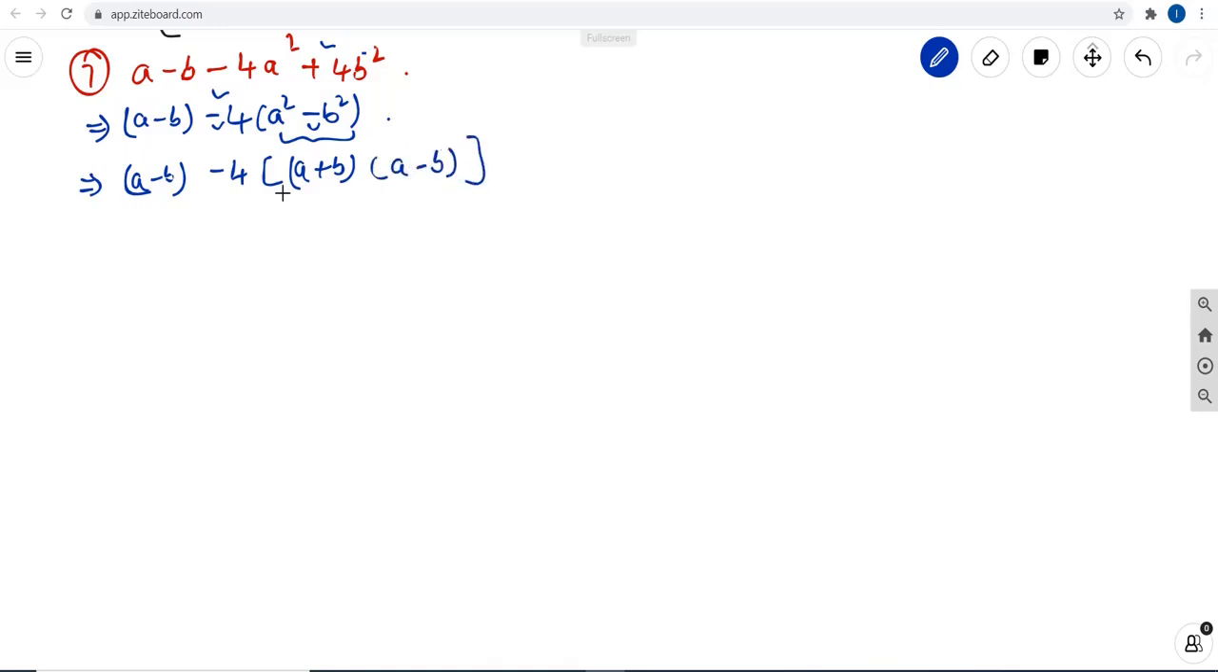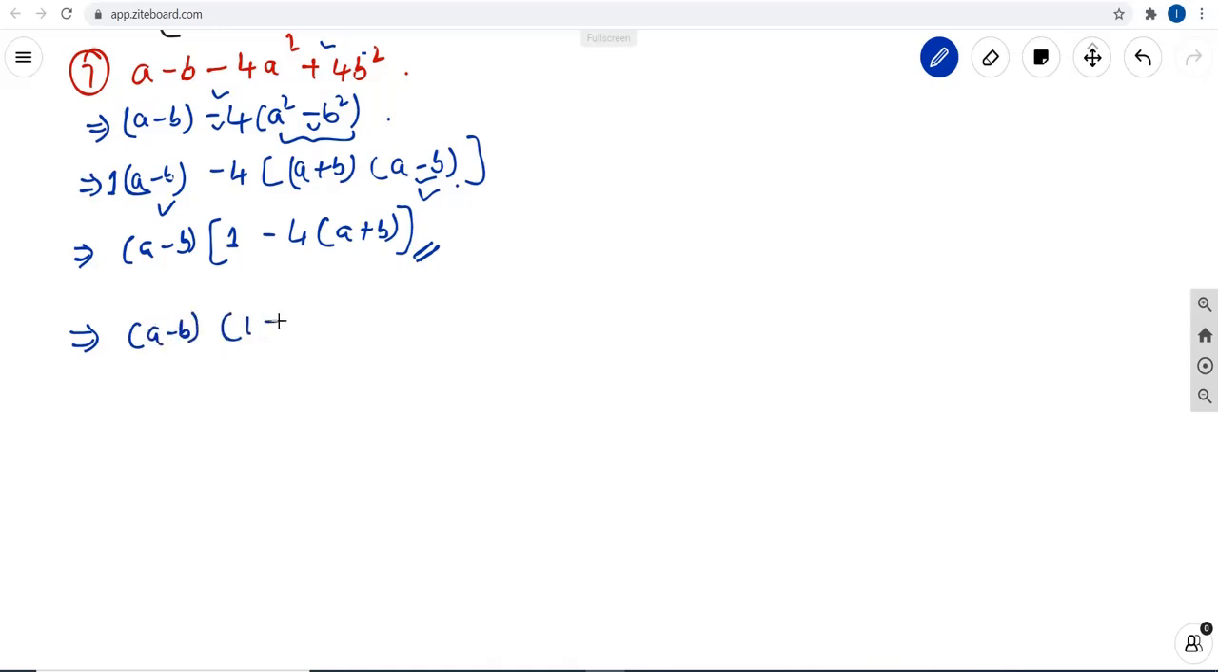Now if you see these two terms, this one and this one is common. So we will take this common here. So this becomes a minus b. If I take a minus b common, what is left? If nothing is there, the coefficient means it is 1. So this becomes 1 minus 4, which I have taken outside. What is left? a plus b. If you want, you can stop here. So this is the solution for your problem number 7.